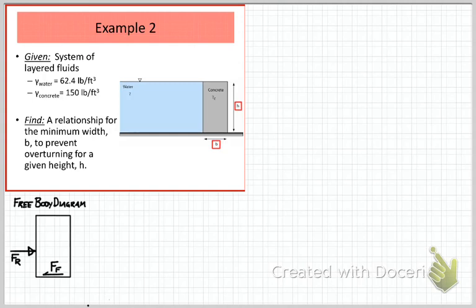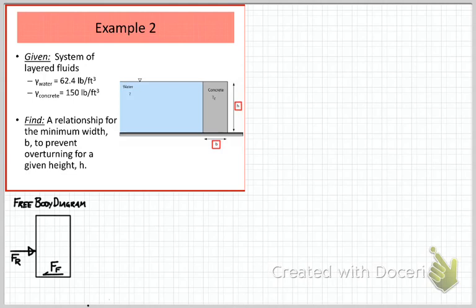We're given a concrete block holding back a layer of water, depth h. The concrete block is width b, and the question we're asked is to find a relationship for the width b that's required to prevent the dam from overturning. When we did our motivation for this lecture, we talked about the Hoover Dam and wanting it to both not slide and not tip.